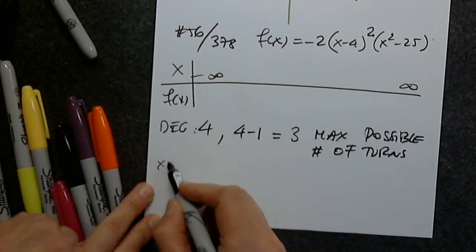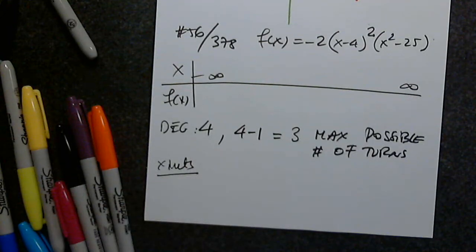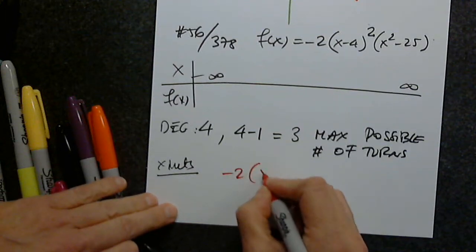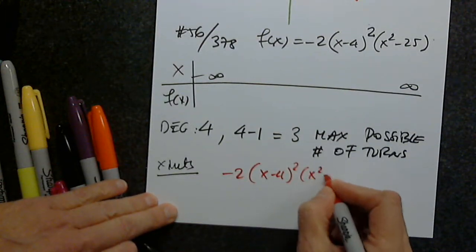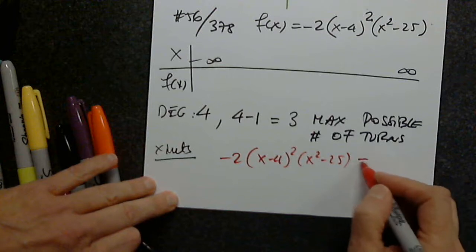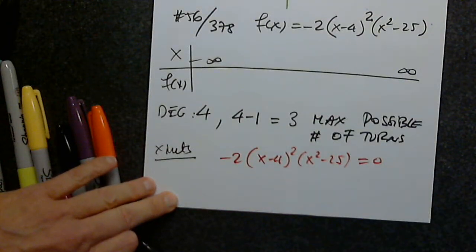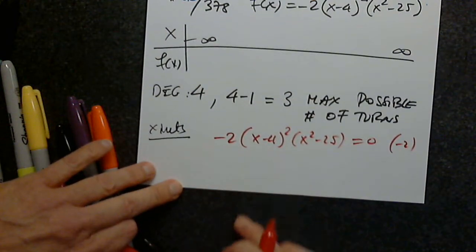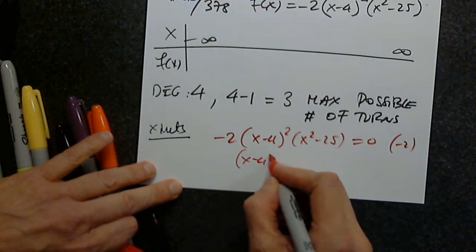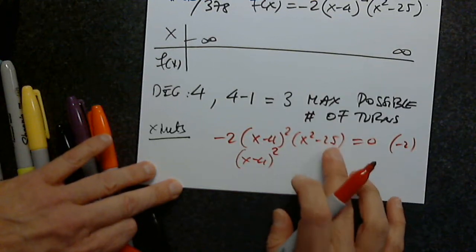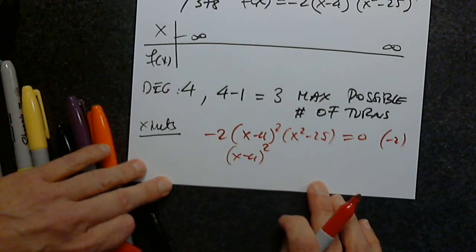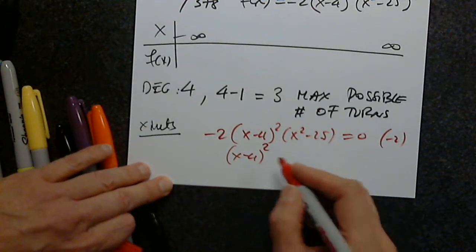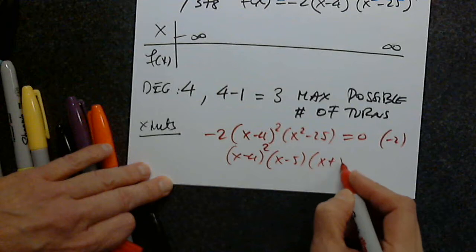The x-intercepts. How do we determine the x-intercepts? Awesome. So then I have negative 2, x minus 4 squared, x squared minus 25 equals 0. Yes, or divide, actually. We divide both sides by negative 2. We don't care about that number. So x minus 4 squared. Let's factor out x squared minus 25. How do I do that? X minus 5. Very good.